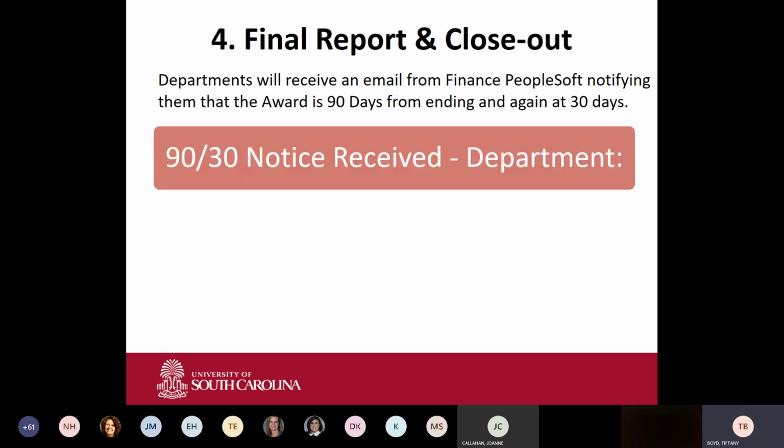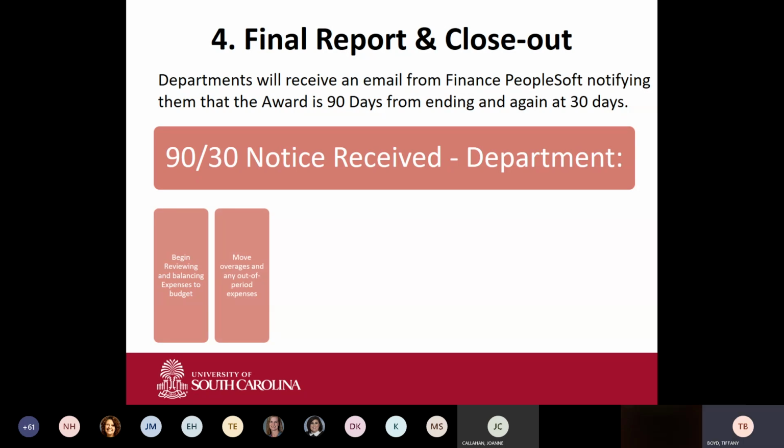So once you receive that notification at the department, there are several steps that you need to be doing. The email notification lists all the various things that you need to be doing, but we're going to go over the key ones right here. So once you receive those notifications, that's really when you should be looking throughout the whole life of the award, but you really, really need to start paying attention and reviewing and balancing the expenses to the budget. Any overages or any out of period expenses, you need to start taking a look at those.